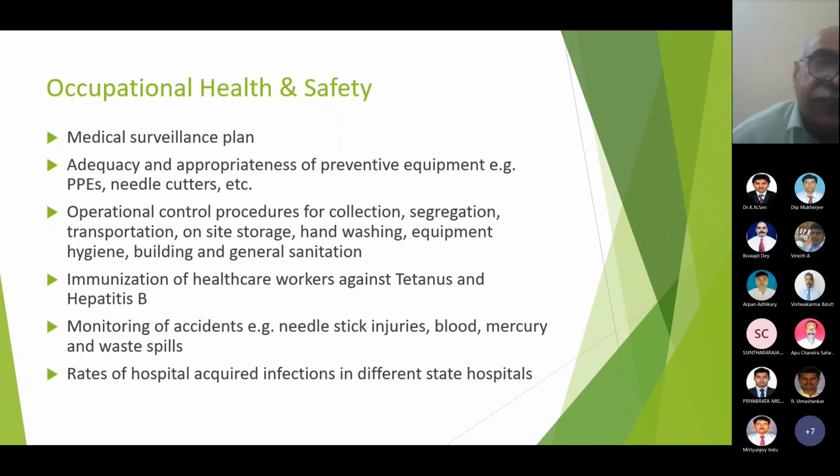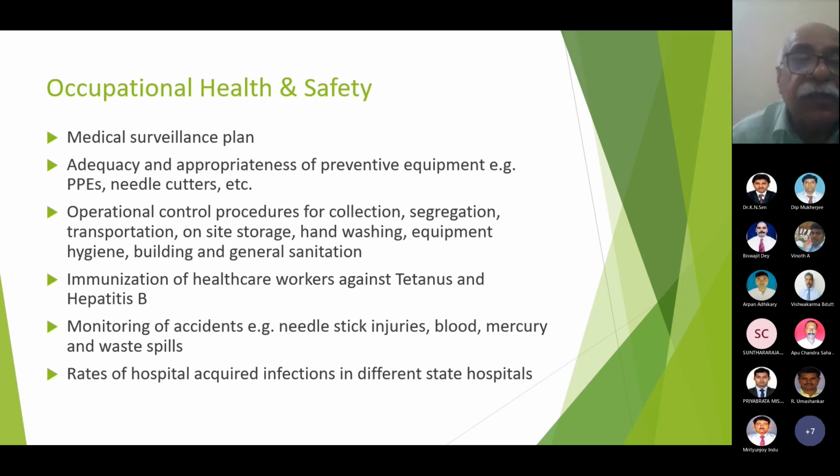Under occupational health and safety of the health workforce, there has to be a medical surveillance plan so that we can monitor their health when they are joining, over a period of time while they are working, as well as whenever they are going to retire. In the same way, we need to have a medical surveillance plan. Then there has to be adequacy and appropriateness of the preventive equipment, like the various PPEs and needle cutters. These are required for their protection.